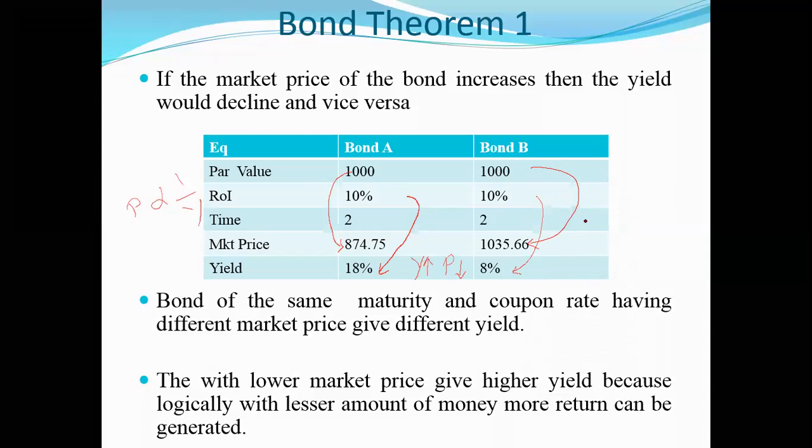What does it mean? It means that we are trying to establish whether this particular relationship is satisfied or not. So price is inversely proportional to yield. I had been telling you this, but now I am proving it to you that if yield increases, the price has to go down. And when the yield goes down, the price has to increase. This is what I am trying to tell you as far as the first bond theorem is concerned. Clear? Any doubts in understanding this?